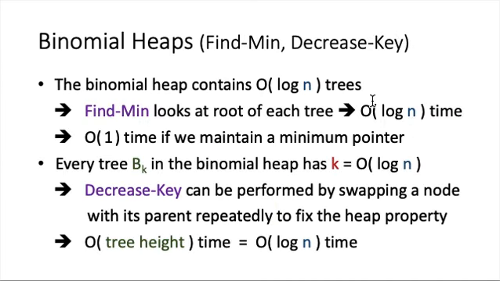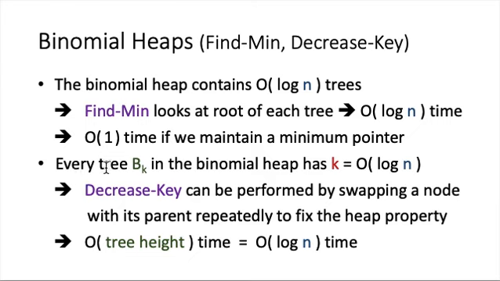Now, let us continue with our discussion. First of all, because the binary representation of the number n has at most log n plus 1 digits, the binomial heap will contain at most log n plus 1 trees. So it is order of log n trees. Find-min looks at the roots of each tree, so it can be reported in order of log n time. But actually, we can support find-min faster, because we can always maintain a pointer that points at the minimum of the current heap. So find-min can actually be done in order 1 time.